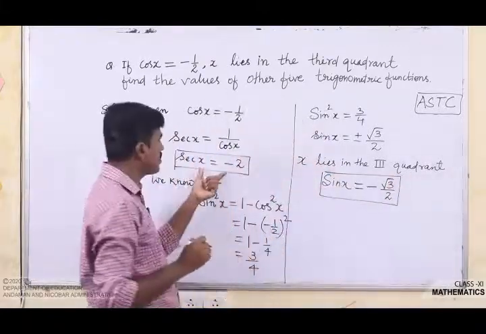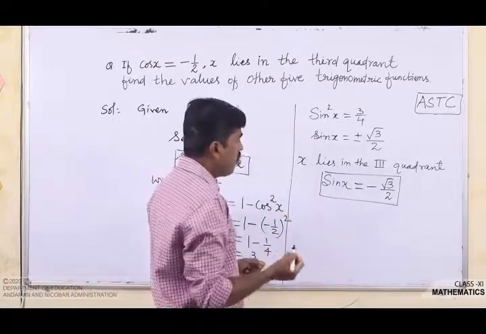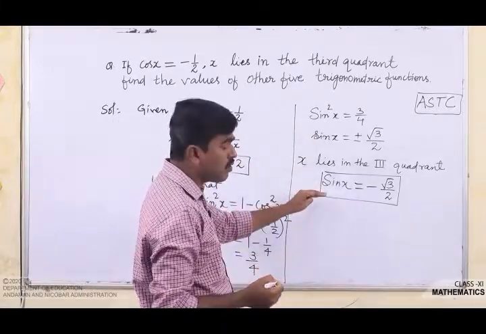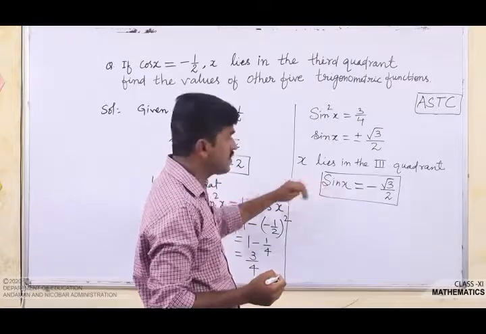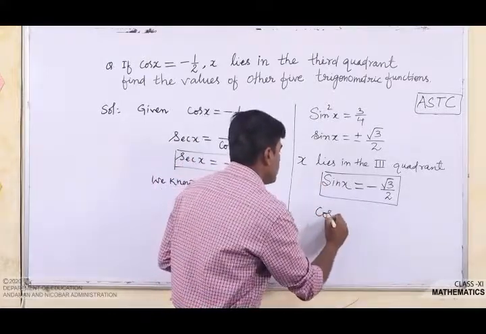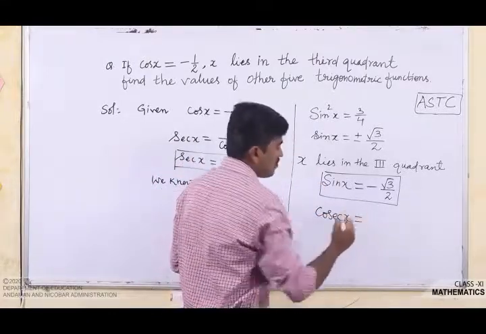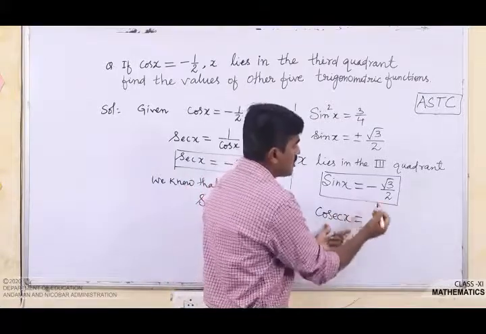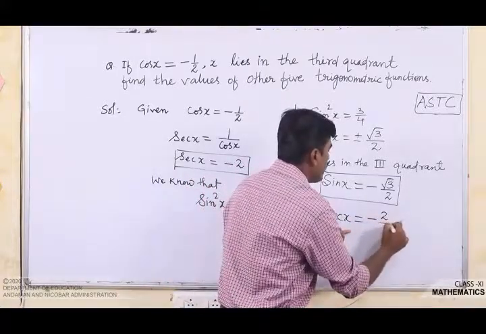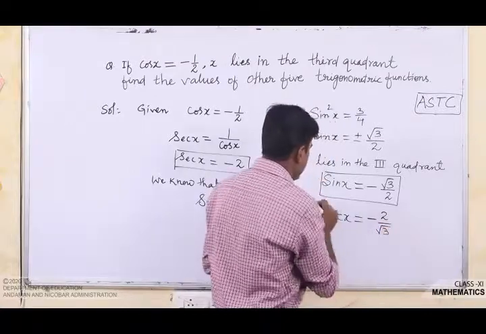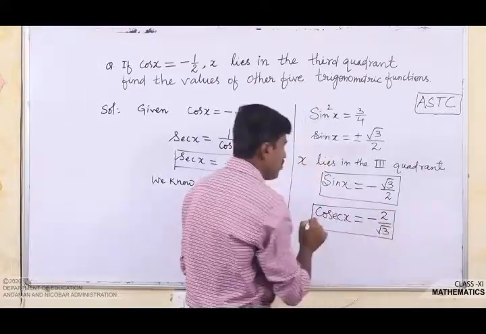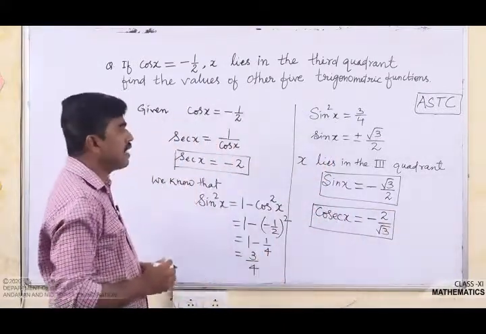So, we got sec x and sin x. Now, we will find cosec x, that is the reciprocal of sin x. So, cosec x can be written as the reciprocal of sin x. So, it will be minus 2 upon root 3. Now, we will find the value of tan x.